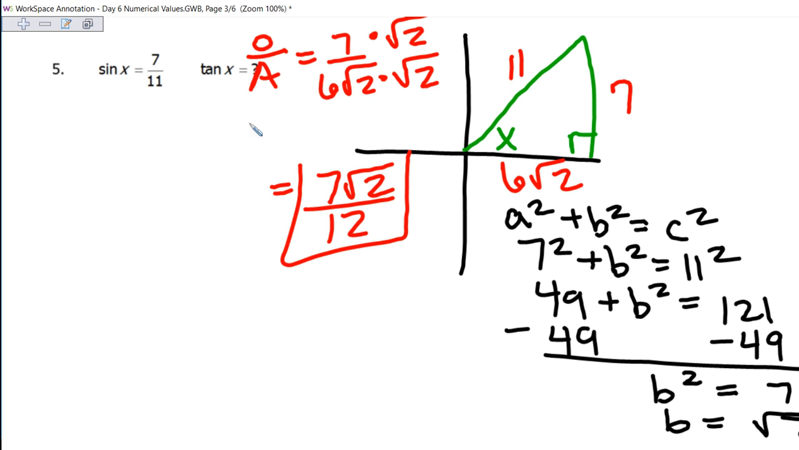Now the last three problems, we are verifying those identities. So when you are verifying, you can start with either the left side or the right side. You get to pick which side you're working with. And then once you choose the side you're working with, you'll need to work with that side only and prove that it equals the other side. So let's look at number 6.